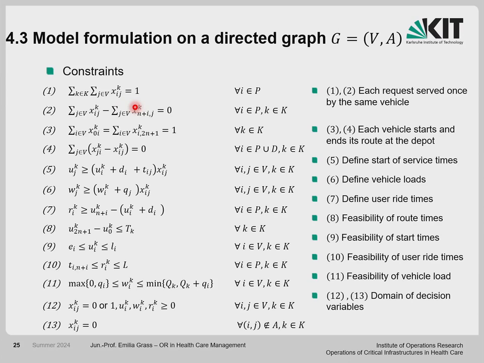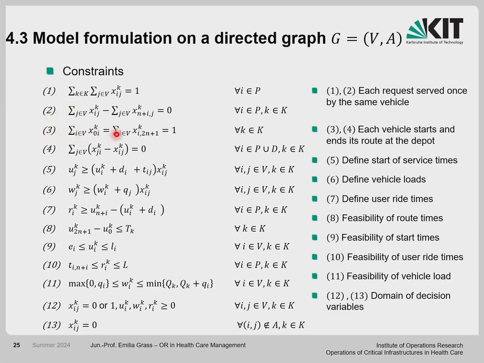Okay, so simply the meaning is that you cannot only perform pickup. You cannot only pick up the patient, but not deliver them. Okay, this is simply what is ensured by constraint 2.